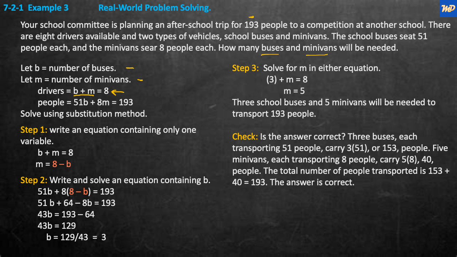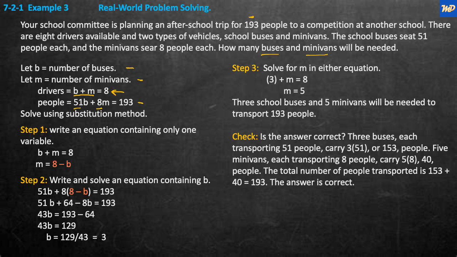In other words, you can't have any more buses and minivans than you have drivers. And the number of people you're going to have is 193. When you distribute them between minivans and buses, the buses can take 51 and the minivans can take 8. So now all the data has been accounted for. Each bus has 51 people, each minivan has 8 people, the total is 193 people, and the number of minivans and buses is 8 because you have 8 drivers. So solve using substitution.